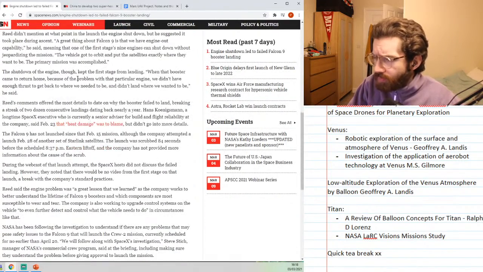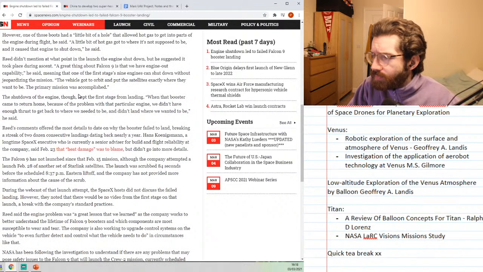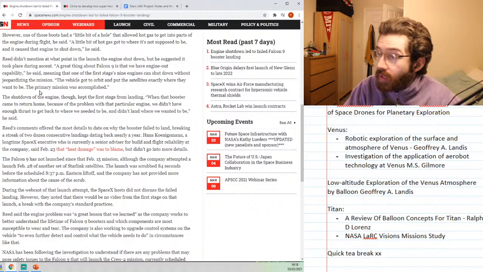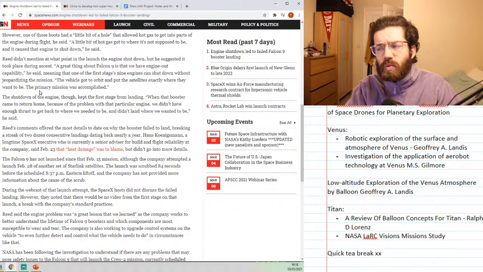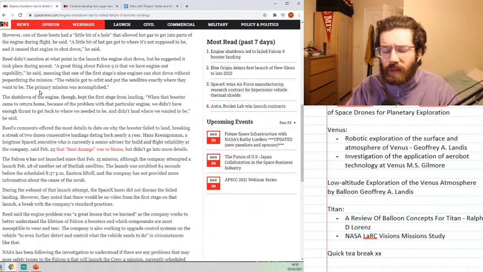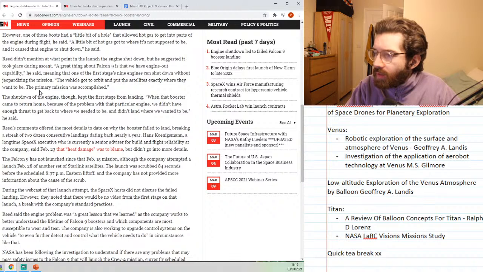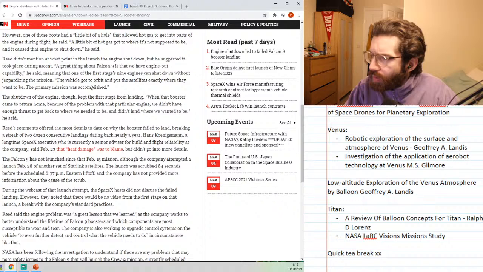So, where was I again? I think I was like here. Yeah. So, Reed didn't mention at what point in the launch the engine shut down, but he suggested it took place during ascent. Interesting. Didn't seem too dodgy on the way up. It only seemed like it really messed up on the way down. The great thing about F9 is that we have engine out capability. We said it already, my bad.